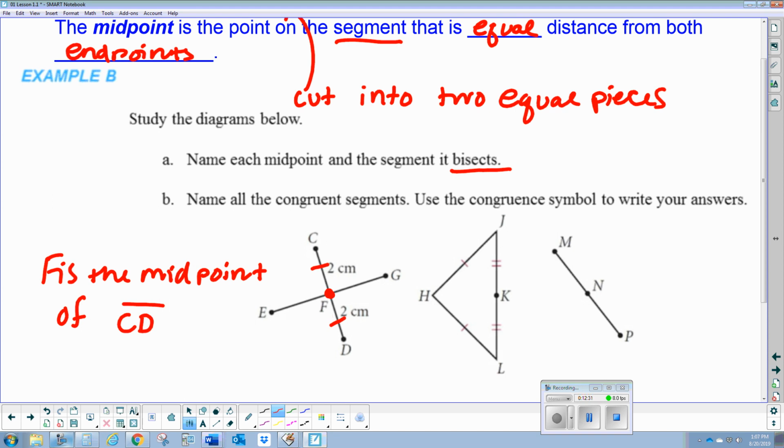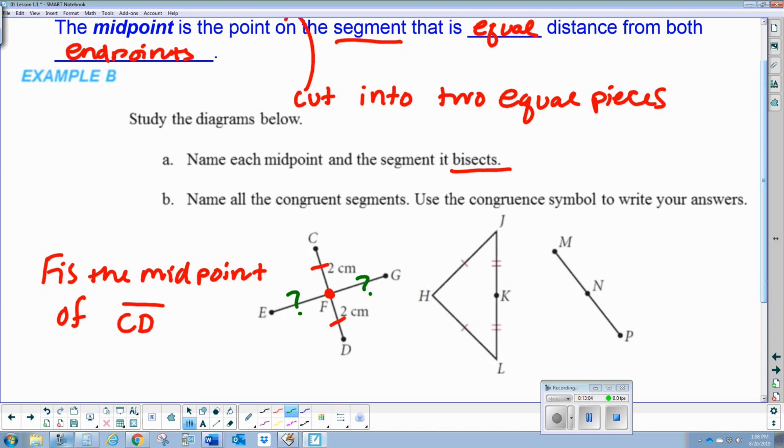We cannot say the same thing about F being the midpoint of EG because we don't know how far these points are. It looks like it's probably in the middle, but we don't know for sure. And in geometry, if you don't know for sure, you cannot draw that conclusion. So we can't say that F is the midpoint of EG because, again, we don't know how far away F is from E and how far away F is from G. It has to be exactly the same distance.